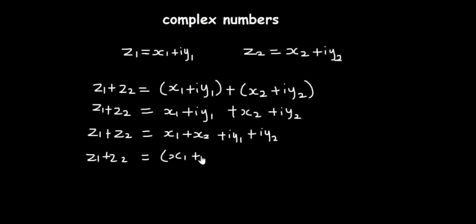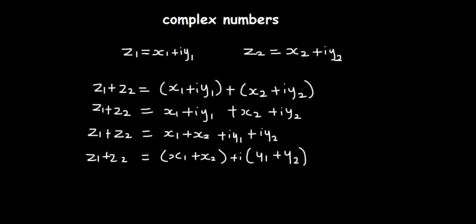X1 plus X2. Then I'll factor out the i since it is common to both y1 and y2. So that is i multiplying y1 plus y2. So this is how to add complex numbers.